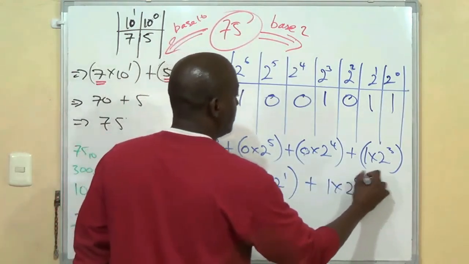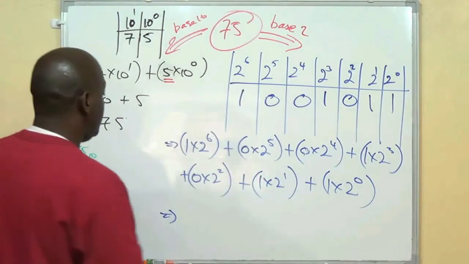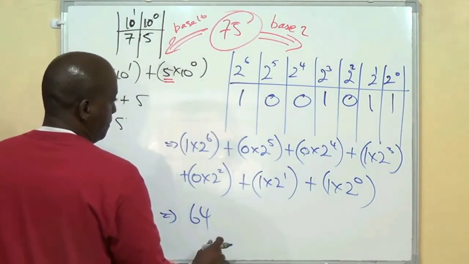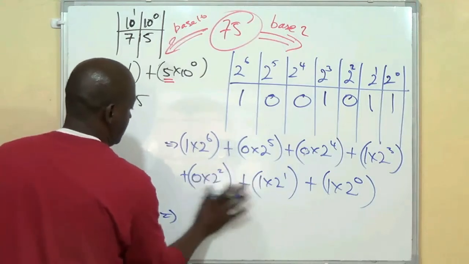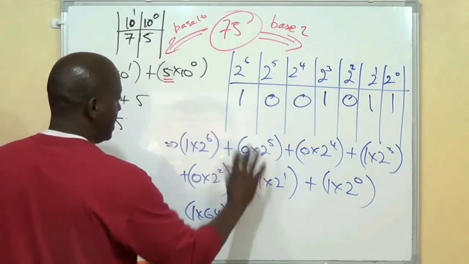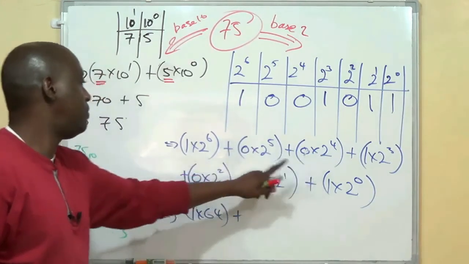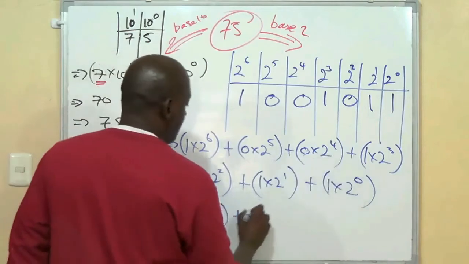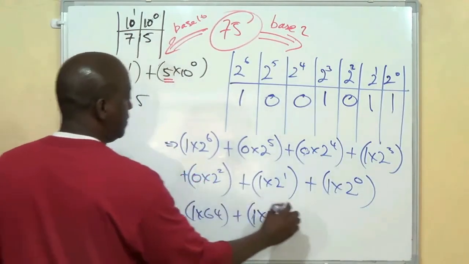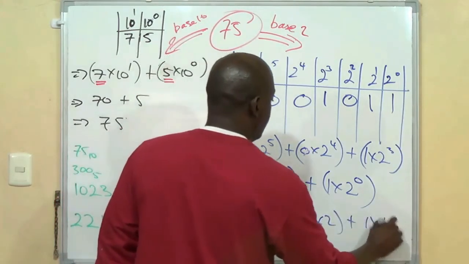by 2 to the power of 0, which is equal to 1 by 2 to the power of 6 is 64. Which is 1 by 64 plus, I'll leave out the zeros now in the interest of space, right? 0 is 0, we don't need to put that. 1 by 2 to the power of 3 is 1 by 8 plus 0, we're leaving that out, plus 1 by 2 plus 1 by 1.